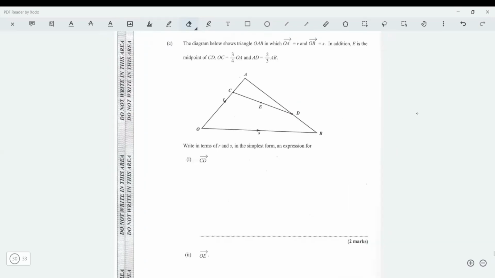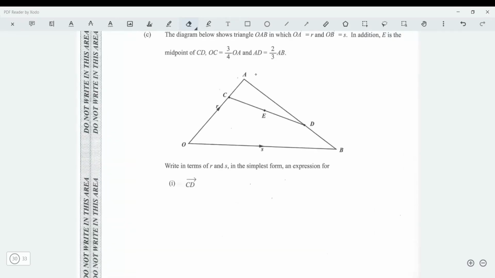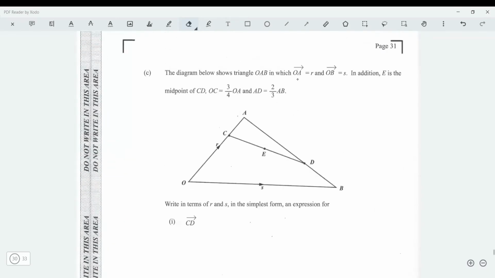And this question says, in the diagram, it shows triangle OAB, in which OA is R. So to go from O to A, all of this is R. And to go from O to B is S. And it says now, in addition, E is the midpoint of CD. OC is 3/4 of OA, and AD is 2/3 AB. Now we need to work out what is vector CD.